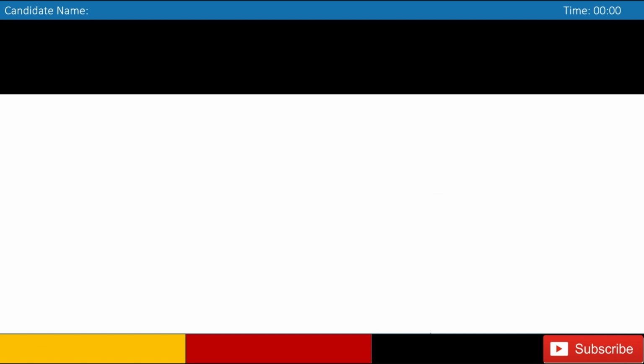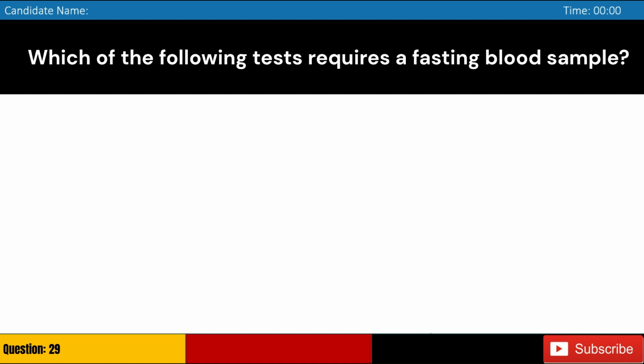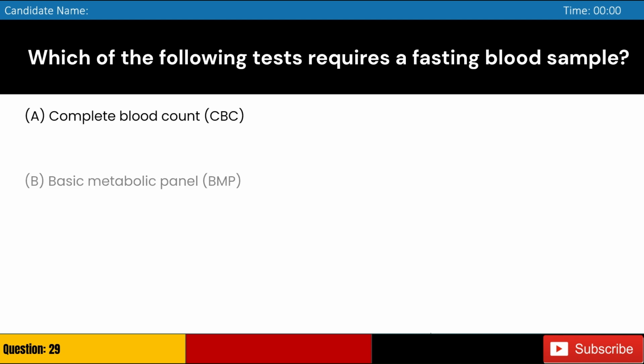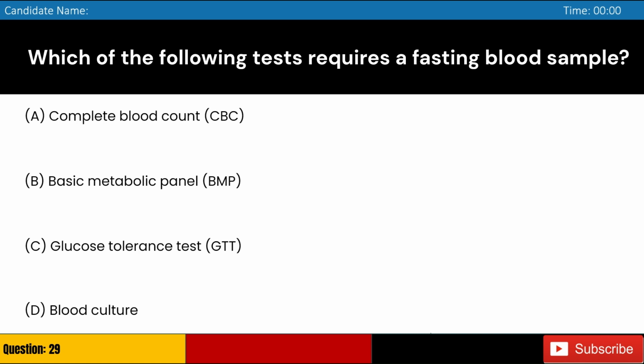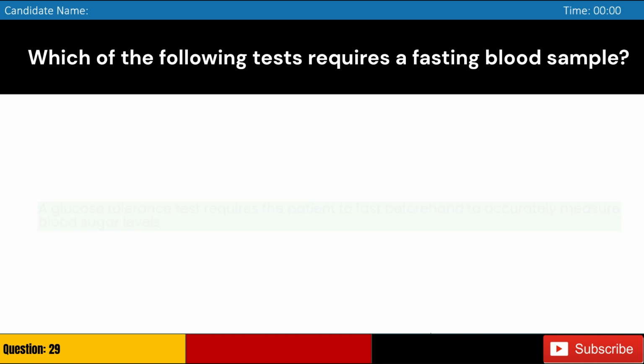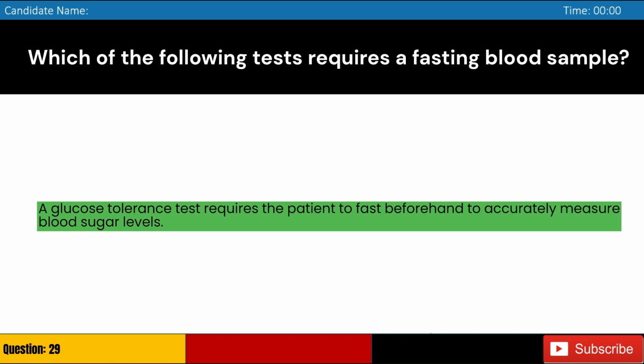hematoma. Which of the following tests requires a fasting blood sample? A. Complete blood count, CBC. B. Basic metabolic panel, BMP. C. Glucose tolerance test, GTT. D. Blood culture. Answer C. A glucose tolerance test requires the patient to fast beforehand to accurately measure blood sugar levels.